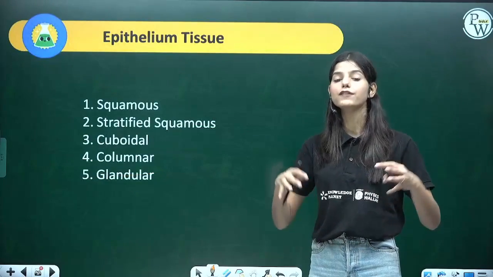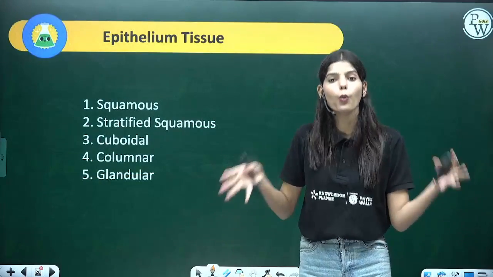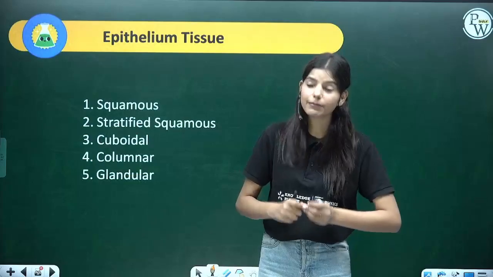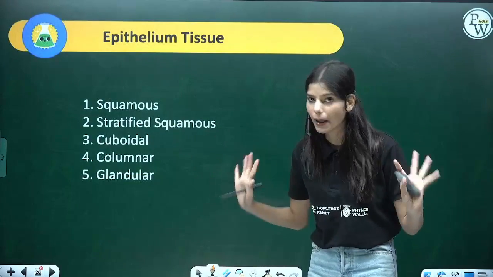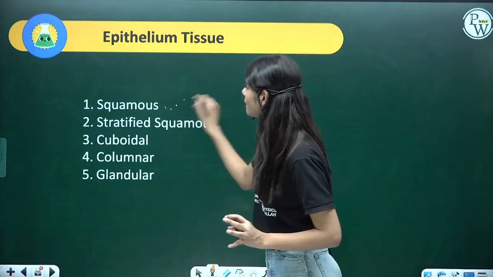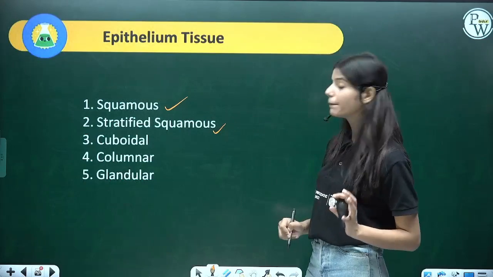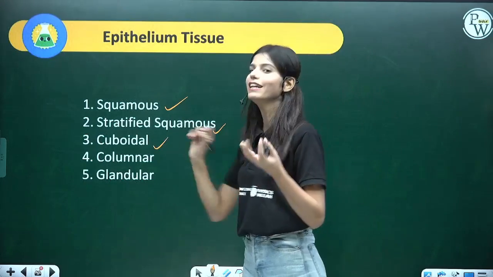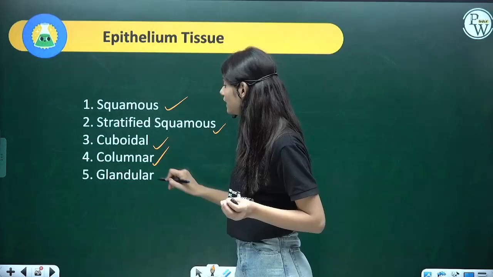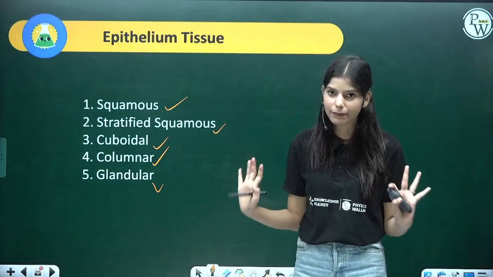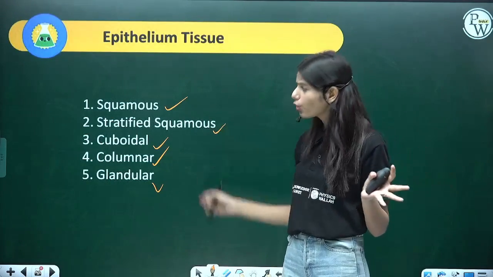Now let's talk about the types of epithelium, guys. So we have different types of organs, and so we have different types of epithelium. Basically there are 5 types of epithelium. We have squamous epithelium, stratified squamous epithelium, then we have cuboidal epithelium, columnar epithelium, and then glandular epithelium. Let's understand each of them in detail.